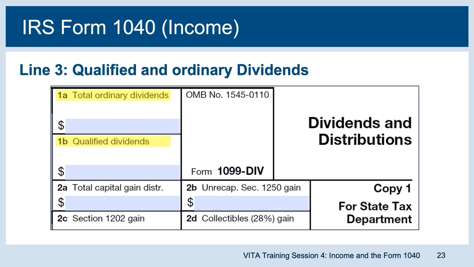Line 3, Qualified and Ordinary Dividends. Both types are reported to taxpayers on Form 1099-DIV. Ordinary dividends are distributions paid out of the earnings and profits of a corporation, and qualified dividends are dividends that qualify for lower long-term capital gains tax rates.